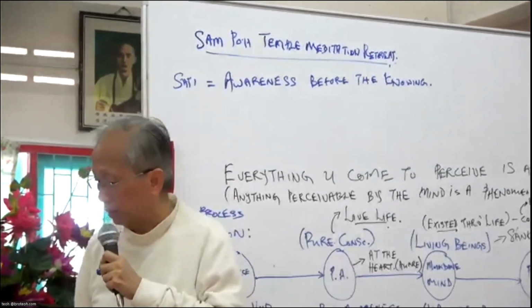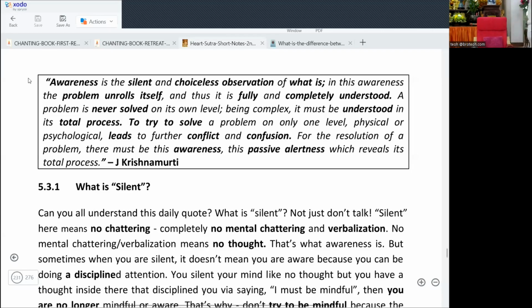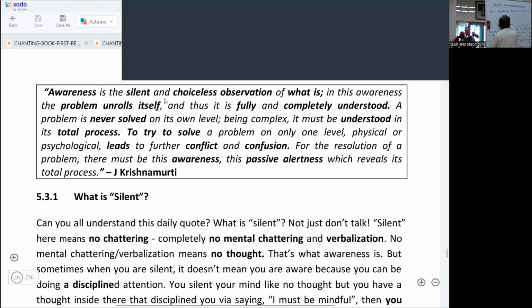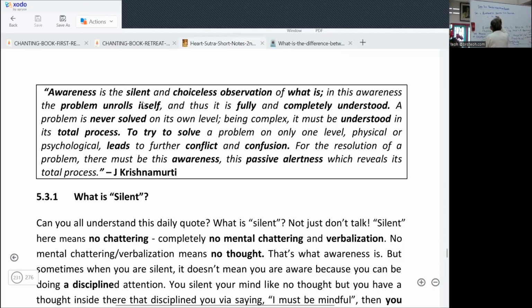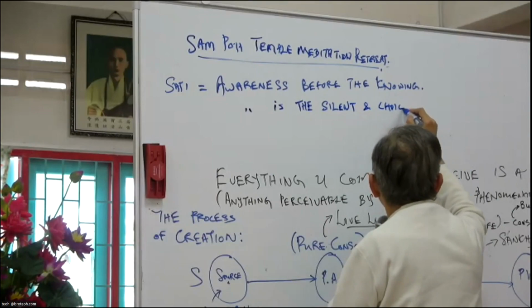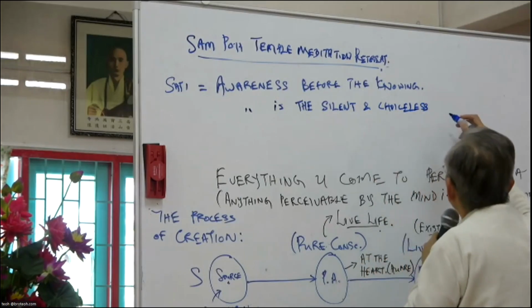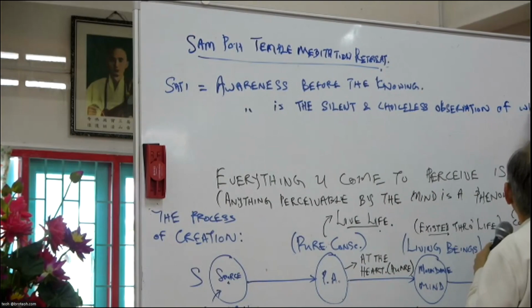So this one you read, I want you all to read together. Okay. Awareness is the silent and choiceless observation of what is. So the key word is silent. Awareness is a silent and choiceless observation of what is. What is the isness of thing.